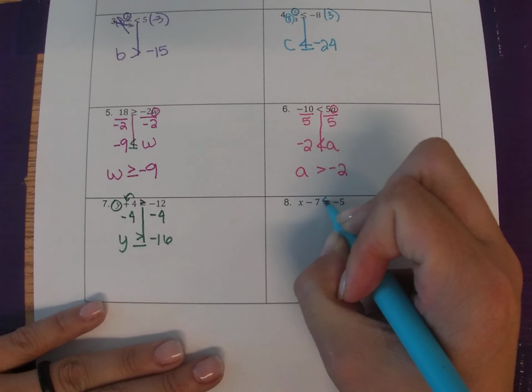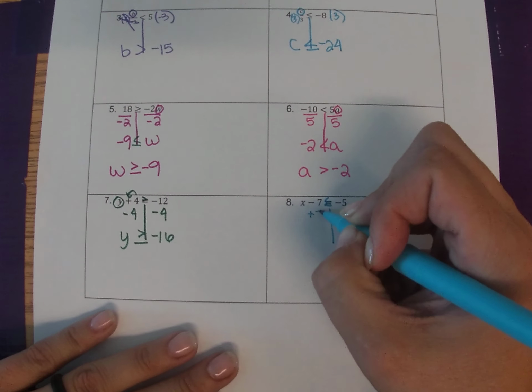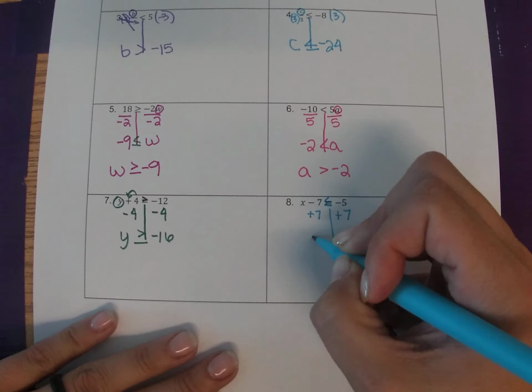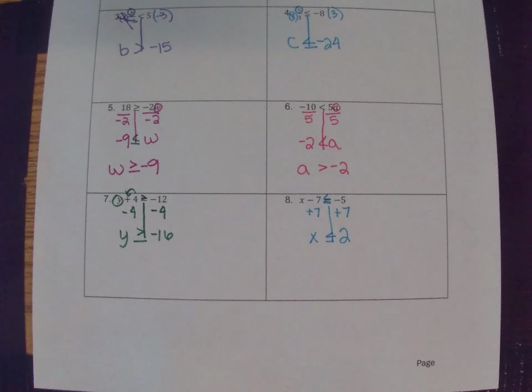Same thing on this one. Less than or equal to. We're going to undo subtracting 7 by adding 7. Addition and subtraction is never a reason to flip the inequality sign. And so we'll get x is less than or equal to 2.